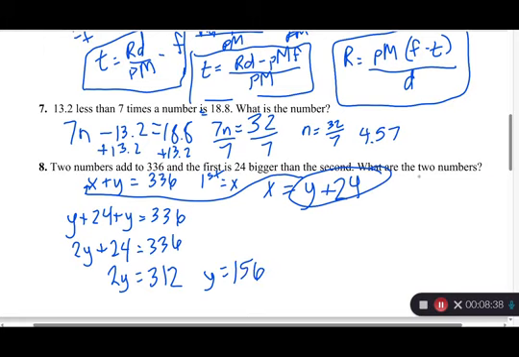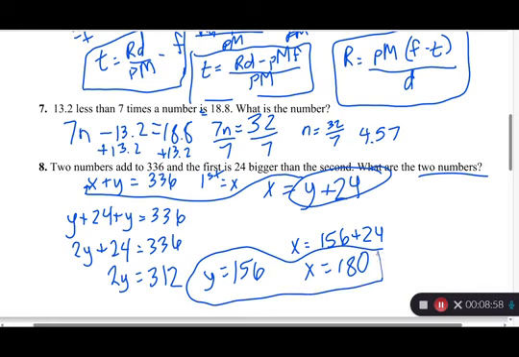We got to find both the numbers. It says, what are the two numbers? So we just have the second one, the y. So we need to find x, which is 24 bigger than that. So we're going to take 156 and add 24. And that gives us 180. Those two numbers add to 336. And the x is 24 bigger than the second.